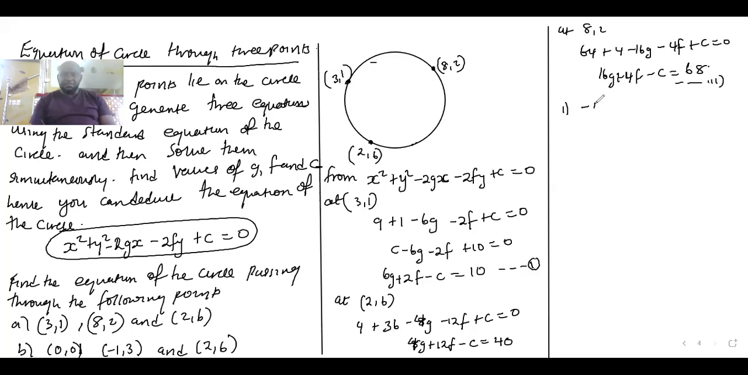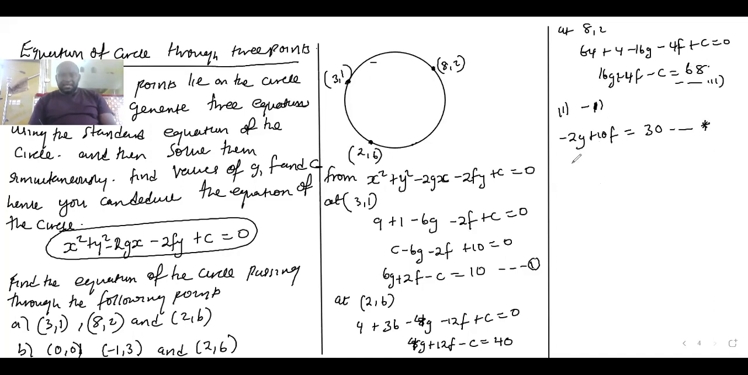Roman 1 minus Roman 2. Roman 1 minus, okay, Roman 2 minus Roman 1. You shall get a negative 2G plus 10F is equal to 30. Equation star.